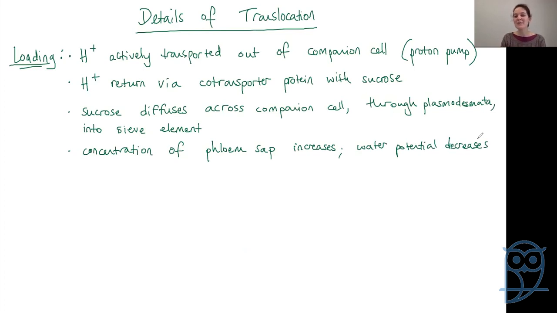Okay, as soon as we're talking about water potential, there's only one method we can be talking about, and that is osmosis. So as soon as that concentration goes up, water potential goes down, then water just wants to enter that sieve element by osmosis. And what happens when you put a whole lot of water into a relatively small space? Your pressure increases.